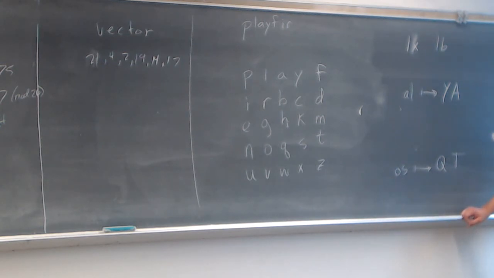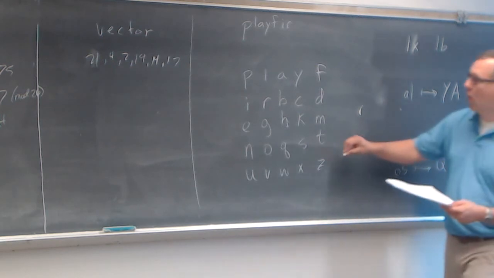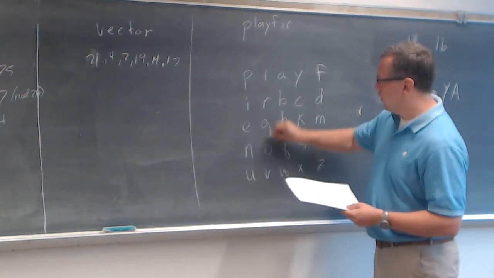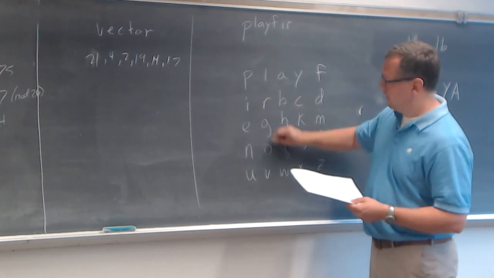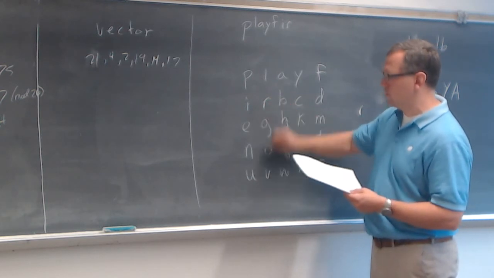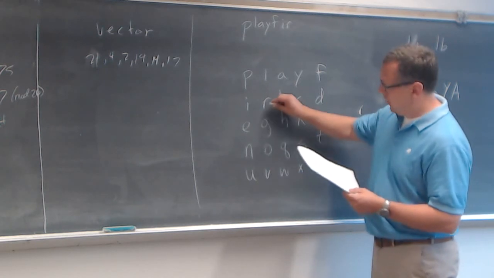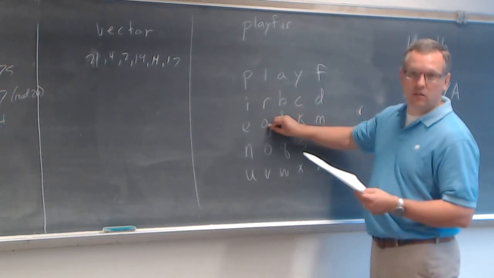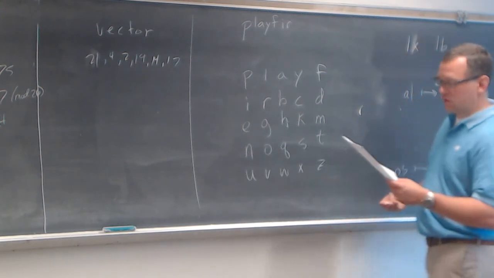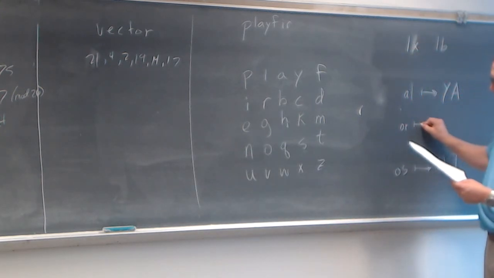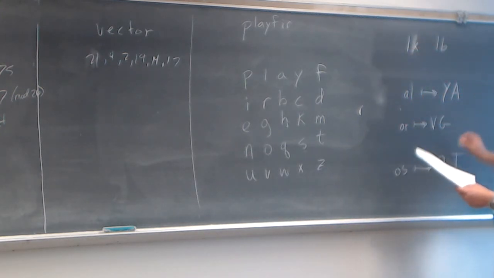Okay, so that's one case. Now, what if the two letters are in the same column? For example, OR was in my plain text. O and R are in the same column. So again, you use the letters directly below them. So O gets sent to V, and R gets sent to G. So the digraph OR will be sent to VG.